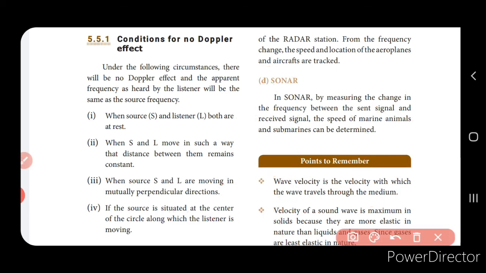The next one is that the source and the listener move in such a way that the distance between them remains constant.